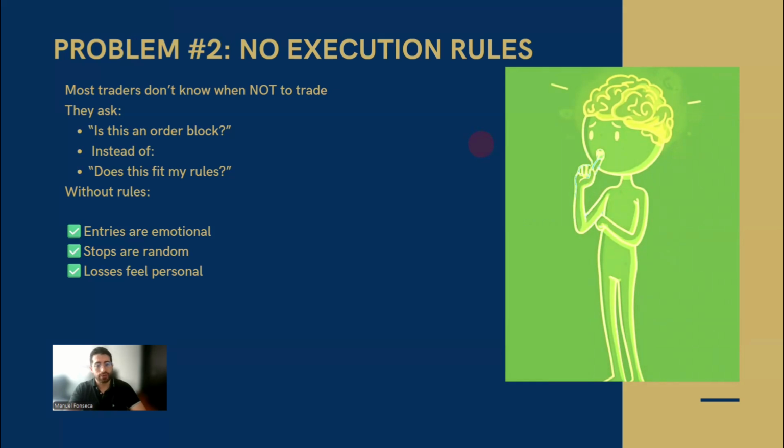Now, without rules, entries are emotional, stop losses are random, and losses feel personal. When you just grab one piece of content about a certain strategy, your brain starts focusing on that concept in the market. Take order blocks as an example: your brain starts analyzing all the order blocks, and instead of having a set of rules, you just trade every order block you see. That will lead you to multiple losses, emotional entries, and the problem with multiple losses is the emotional impact, because we are humans.